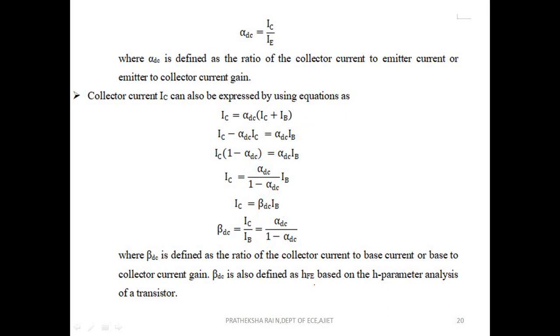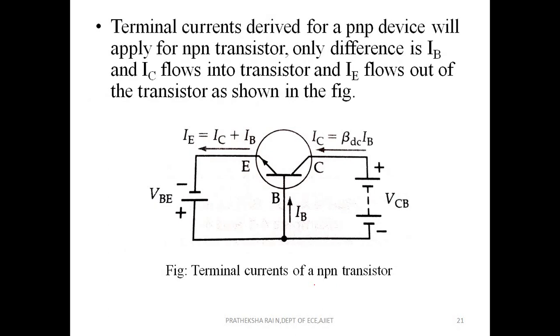So you have understood now the relationship between the collector current and emitter current with respect to alpha DC, and the relationship between the collector current and base current with respect to beta DC. The terminal currents derived for a PNP device apply to an NPN transistor. The only difference is that IB and IC flow into the transistor and IE flows out of the transistor. So when you draw the diagram, the arrow mark is very important. IE flows out of the transistor and IB and IC flow into the transistor. This is important in case of NPN transistor.